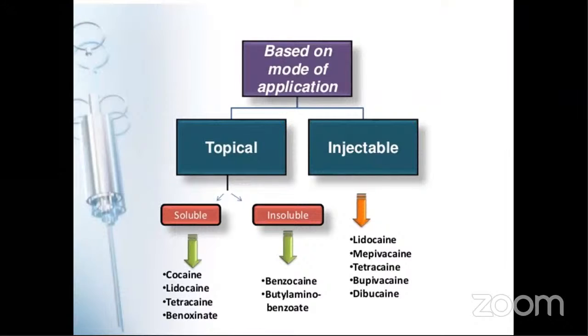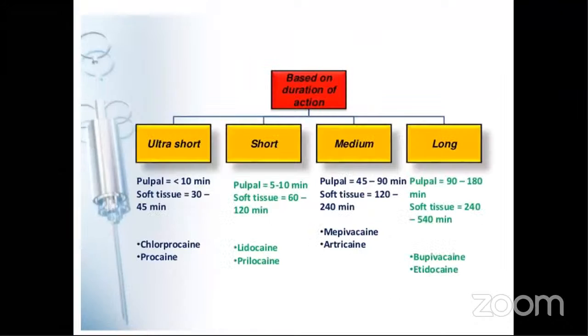Based on mode of application, topical type or injectable type, as I already told you. If topical, is it soluble or insoluble form? If soluble, then you have cocaine, lidocaine, tetracaine and benoxinate. If insoluble, you have benzocaine and butyl aminobenzoate, the insoluble type of topical anesthetics. If it is injectable, you have lidocaine, mepivacaine, tetracaine, bupivacaine and dibucaine. So these are the different types of classifications.